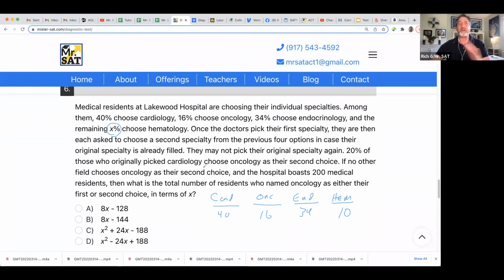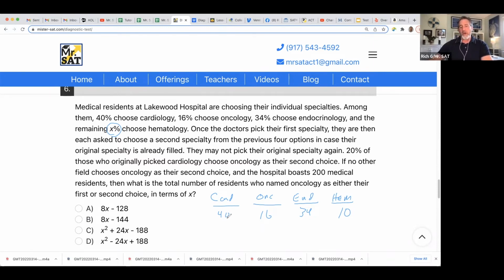How's that going to play out? Don't know, but I understand what's going on. Says they may not pick their original specialty again, right? So which do you want first, Rich? Oncology. What's your second choice? Oncology. They don't allow that. If no other field, I skipped 20% of those who originally picked cardiology. You know what? I'll stop right there and just figure that out. 20% of those who picked cardiology.